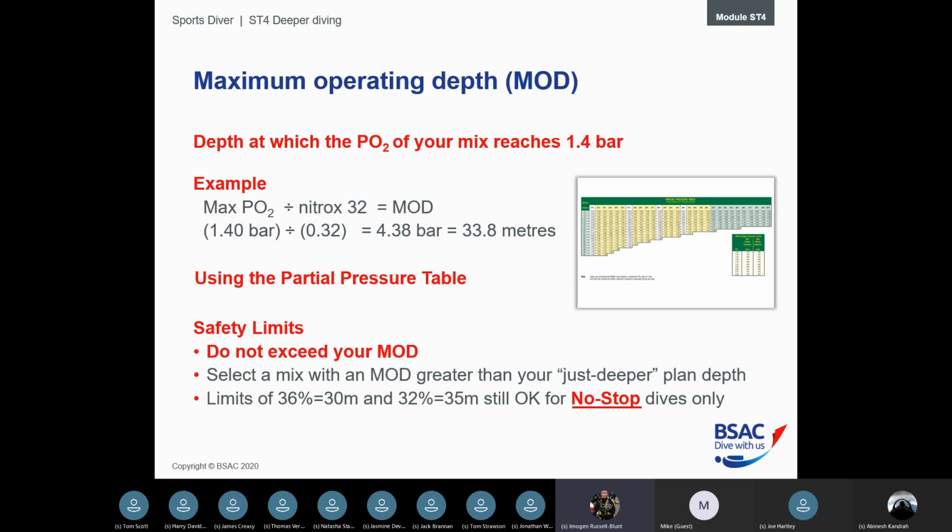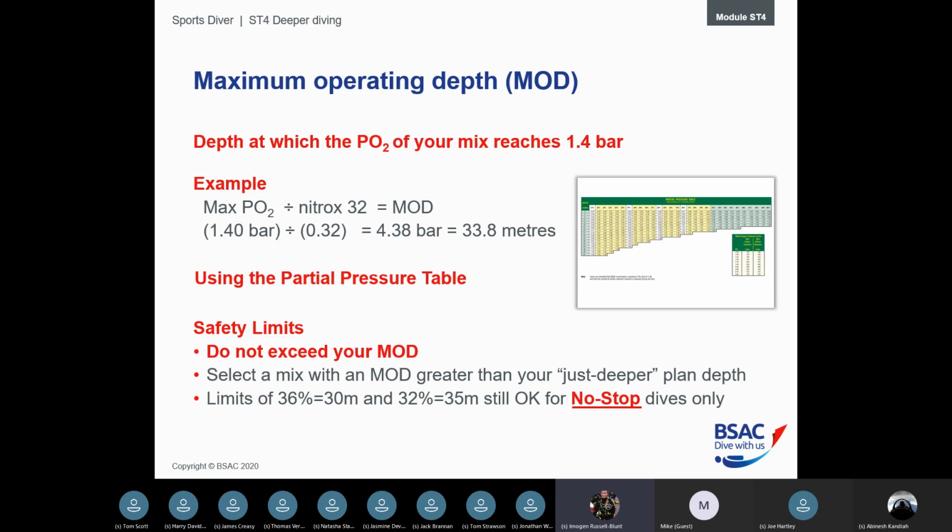So for example, your maximum partial pressure, 1.4, divided by the mix, which is nitrox 32, is going to give you your maximum operating depth. So 1.4 we've said is a maximum. Nitrox 32 as a fraction is 0.32, which gives 4.38 bar, and then we work backwards from the bar to the depth. We know that 4 bar is 30 meters. Do a bit of maths and you get 33.8 meters. That's the deepest you can go on nitrox 32. If that's the mix that you're breathing, you can only go to 33.8 meters.